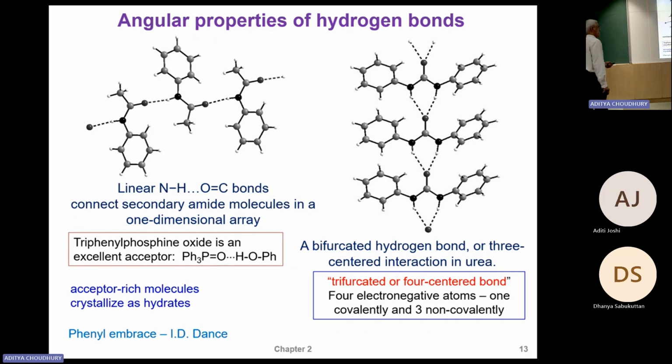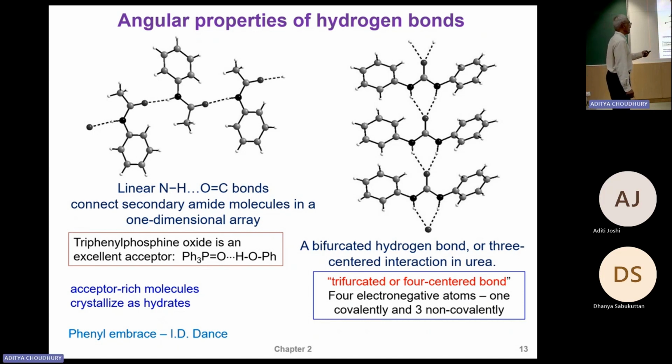You will also see very strong hydrogen bonds in the case of triphenylphosphine oxide. This is a very good acceptor, so with phenol it forms very strong hydrogen bonds. In fact, the distance has been known to be exceptionally small. So what will happen instead of having one donor and one acceptor? If you have more donors or more acceptors, you have a different scenario.